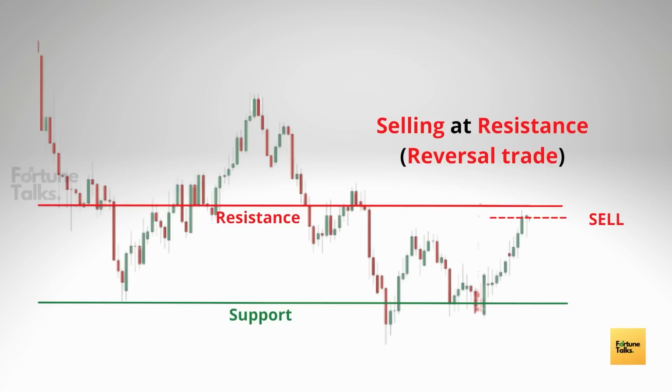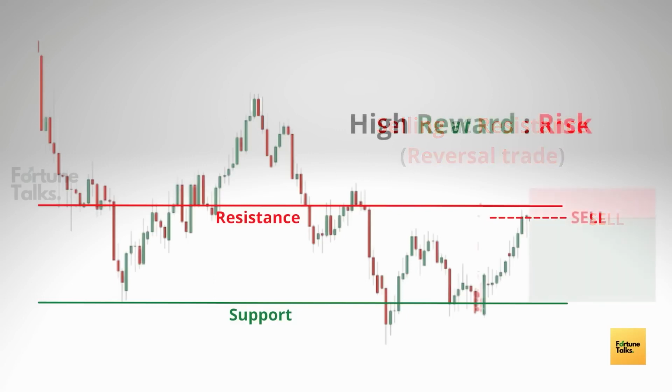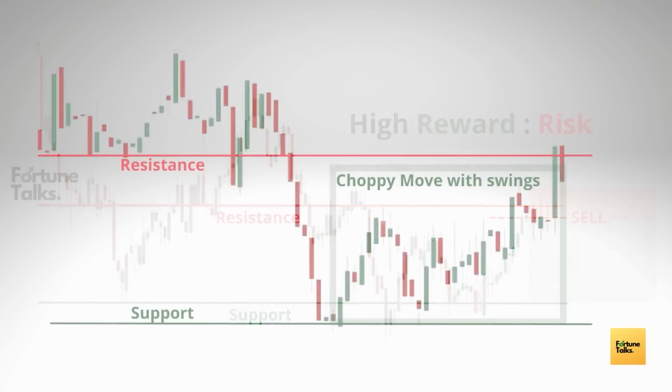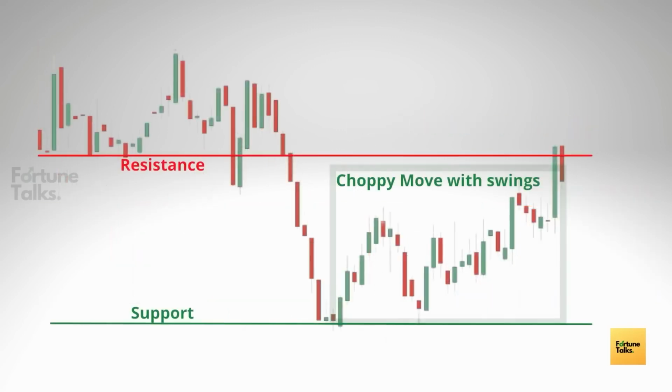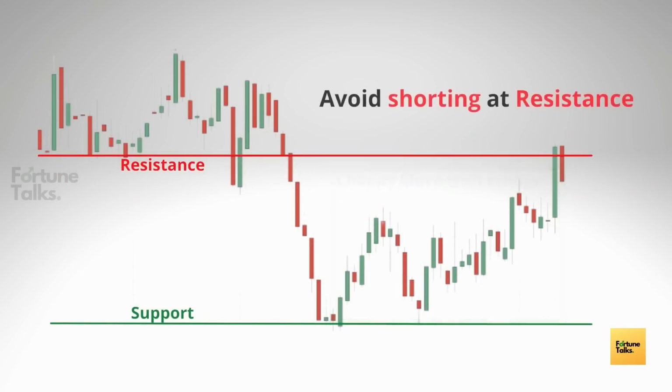The other reason being, the only place where you have to be afraid of the buyers coming back into the market is the support level. The advantage of taking a short trade at the resistance is that you can leverage the difference between the support and resistance level so as to obtain a high reward to risk ratio. However, on the downside, if you don't get a strong or momentum move into the particular level, and instead what you get is a choppy move with a lot of swings like this, then it is not a good idea to short at the resistance.